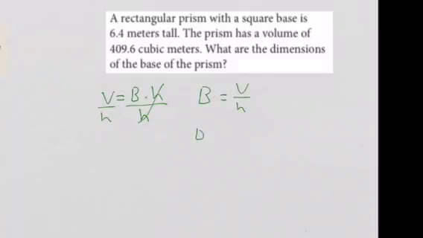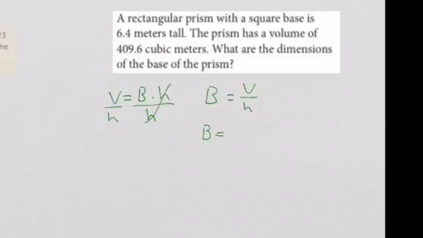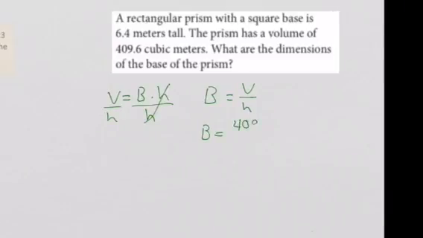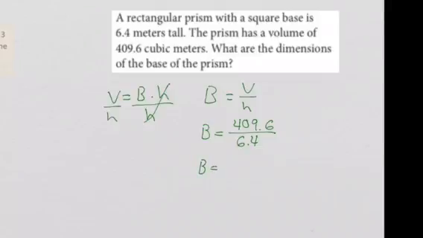So let's go ahead and fill in our numbers. We know that the volume is 409.6, and we know that the height is 6.4 meters tall. So when I divide 409.6 by 6.4, I get the area of the base is 64.